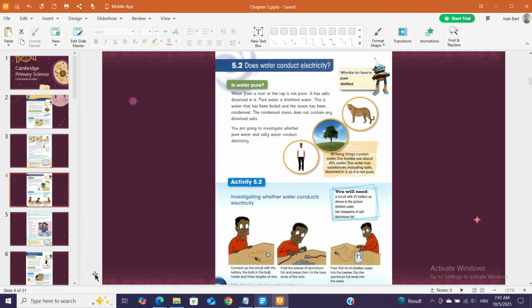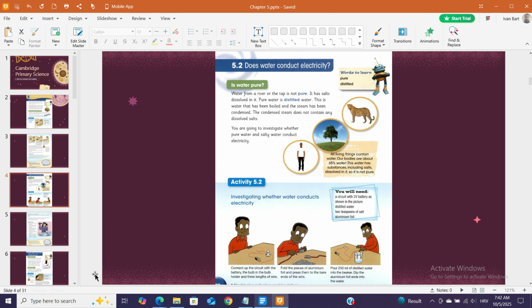Words to learn: pure, distilled. All living things contain water. Our bodies are about 65% water. This water has substances, including salts, dissolved in it, so it is not pure. Activity 5.2. Investigating whether water conducts electricity.